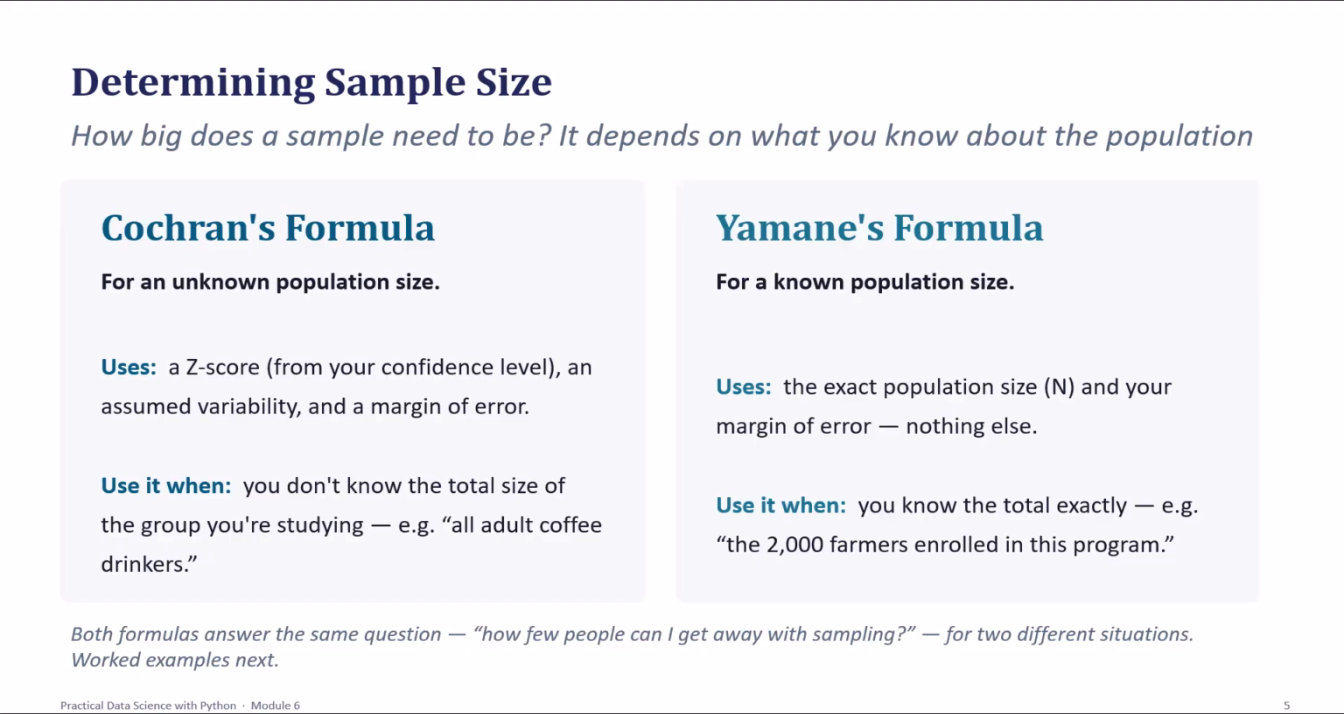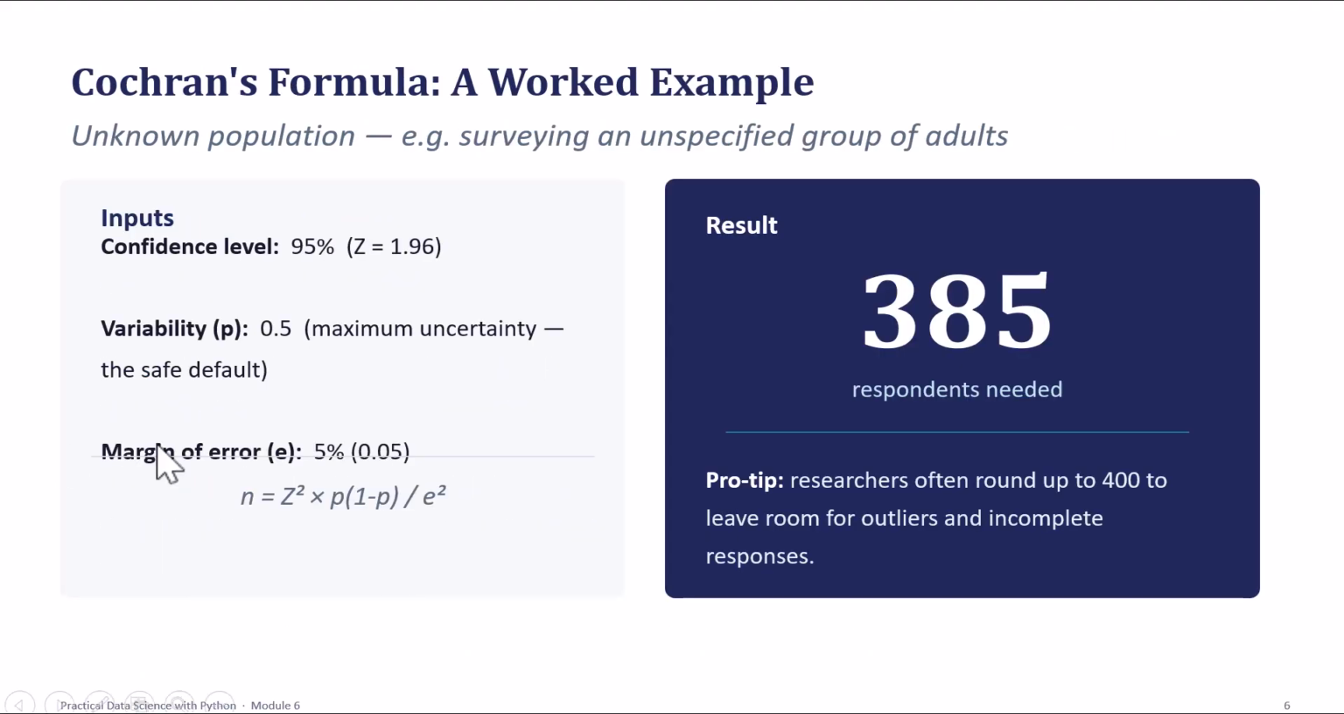All right. But on the other side, Yamane's formula is for a known population size: the exact population size and your margin of error, nothing else. You use it when you know the total population, e.g., the 2,000 farmers enrolled in this program. So you already know the total number of farmers that you want to study, and you can go straight to the formula. The formula is very simple. Both formulas answer the same question actually, how few people can get away with sampling, for two different situations.